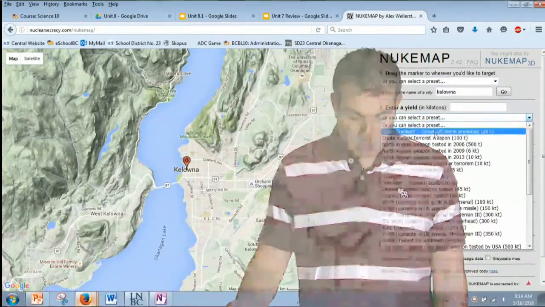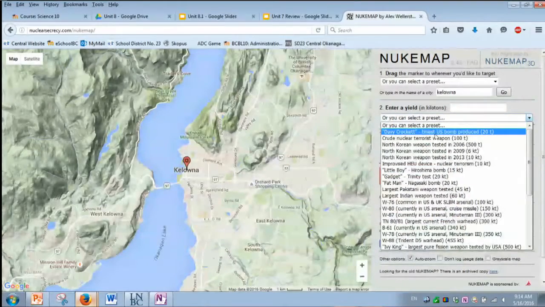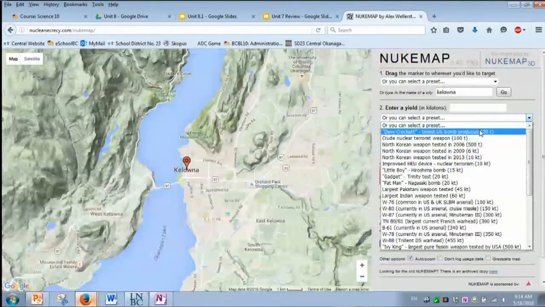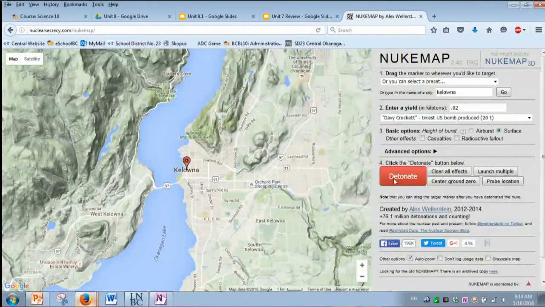I didn't know this, but the tiniest nuclear bomb that the United States has, they call it Davy Crockett, and it has a 20-ton detonation. So remember, all of these tons are measured in equivalent tons of TNT. So the bomb doesn't actually weigh 20 tons. It has about 20 tons worth of TNT.